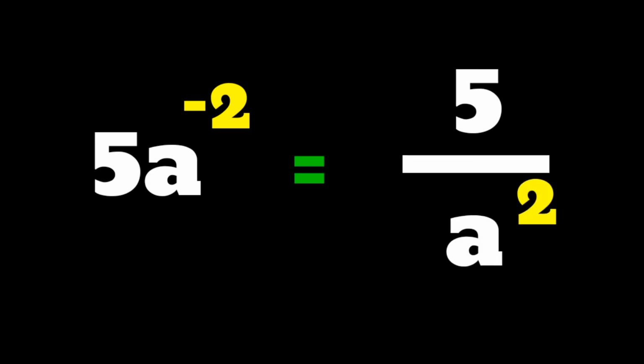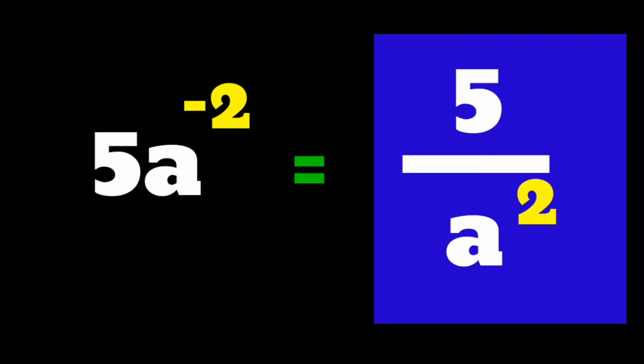5a to negative 2 power. Remain 5 in the numerator and put a to the negative 2 power in the denominator. So the final answer is 5 over a squared.